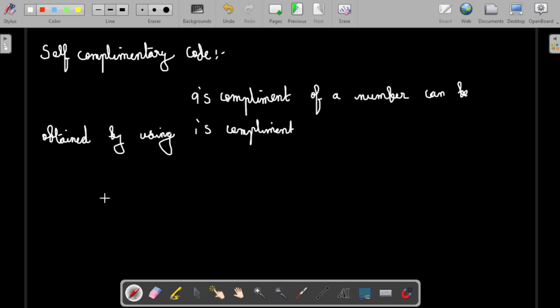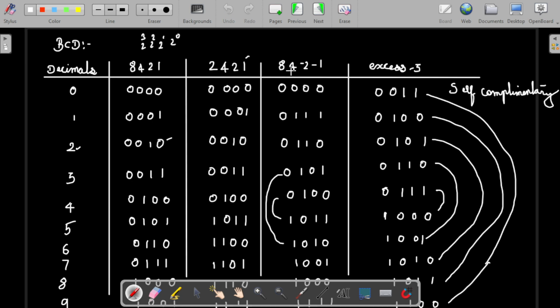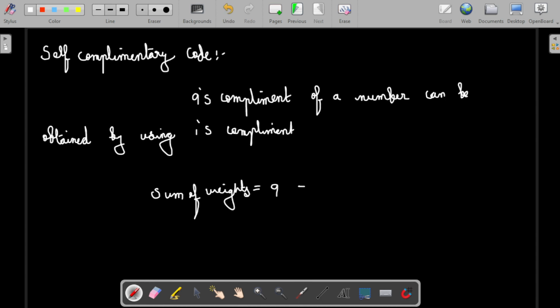In a weighted self-complementary code, the sum of all the weights will be equal to 9. For example, if you take this one, 8 plus 4 minus 2 minus 1, if you add them, it will be equal to 9. If you add 6 plus 8 plus 9, it will be 9. Excess-3 we may not consider as a weighted self-complementary code. So if the summation is equal to 9, then we can call it a weighted self-complementary code.